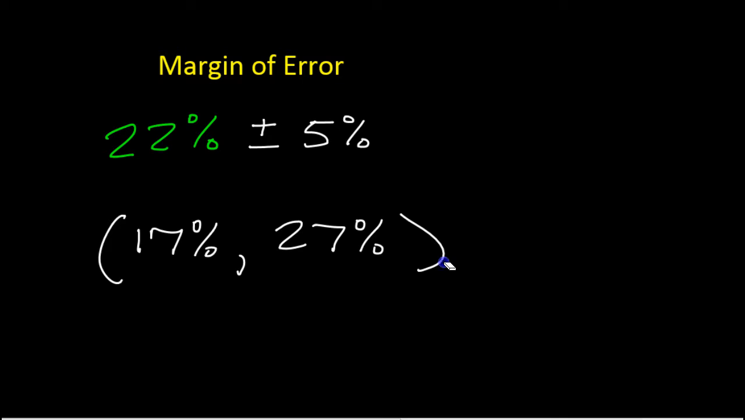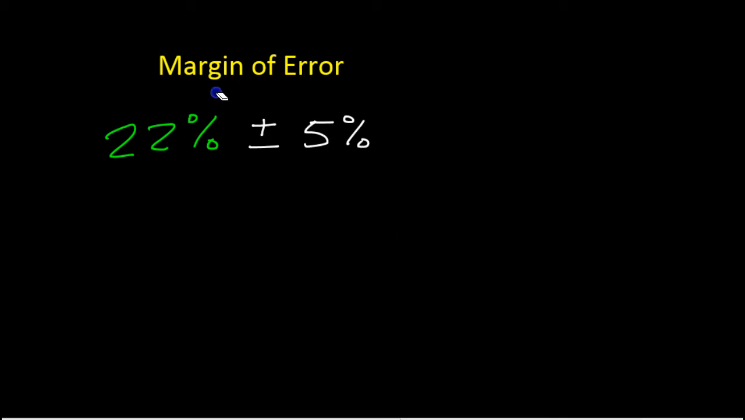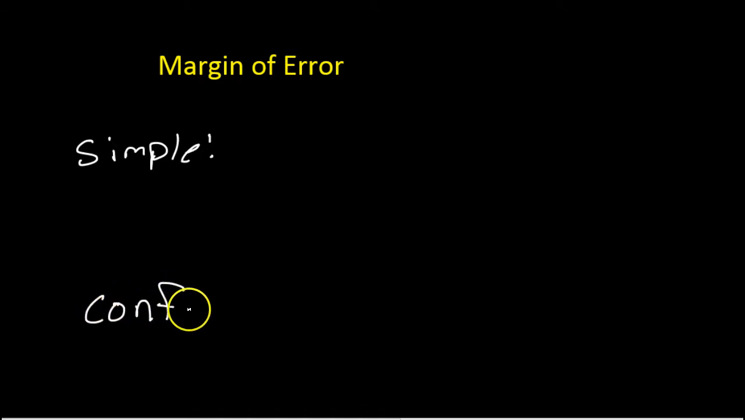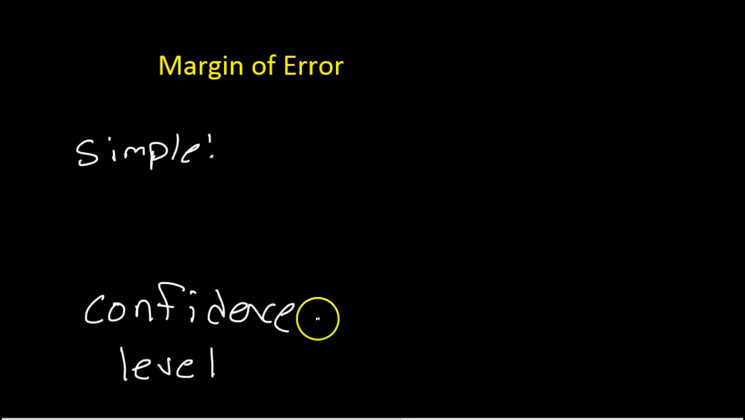Now this number that I'm adding and subtracting, the plus or minus 5%, that's what's known as the margin of error. So how do we find it? Well, there are two different ways of calculating margin of error. There's simple margin of error, and then there's a margin of error associated with confidence levels. I'm going to use MOE to abbreviate margin of error. So there's simple MOE, and then there's confidence level MOE. And we'll talk about this second one a little bit later.